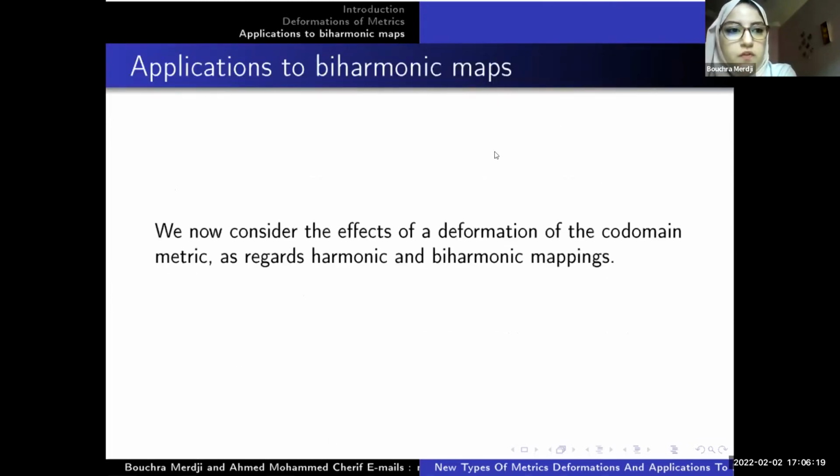Now we move to the last section. This is the most important section of our work. Here we will consider the effects of a deformation of the codomain metric as regards harmonic and biharmonic mappings, and we will try to construct new examples of biharmonic, non-harmonic maps.